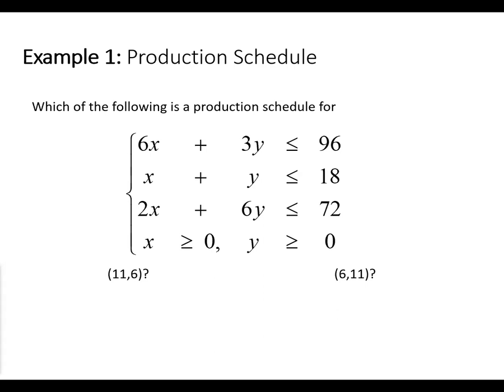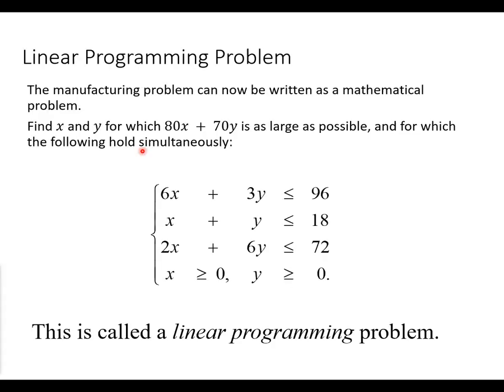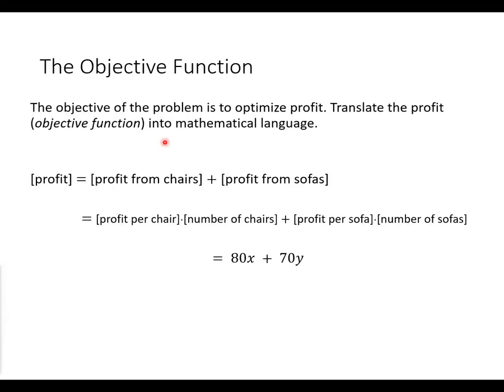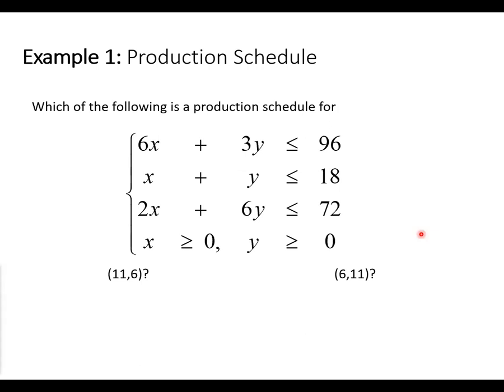So is (11, 6) a production schedule? Remember, X was our chairs and Y was our sofas. So can we make 11 chairs and 6 sofas? Can we make 6 chairs and 11 sofas? A simple way of figuring that out without a graph is to take these values and substitute them in for X and for Y.